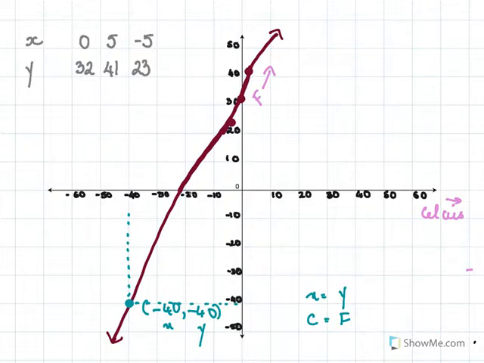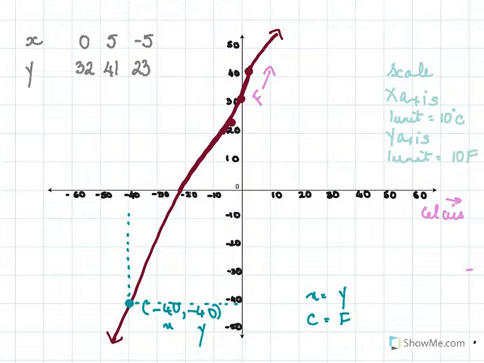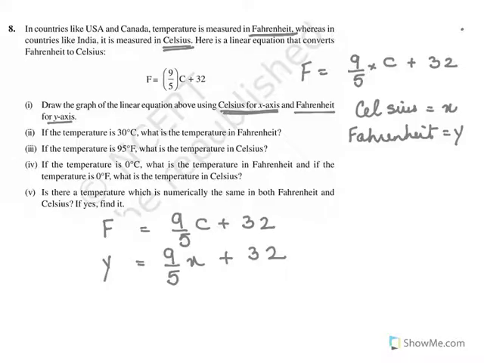You need to write a scale too, and by now you know how to write a scale. In the x-axis, 1 unit equal to 10 Celsius, and y-axis, 1 unit equal to 10 Fahrenheit. Let's answer the other questions here. If the temperature is 30 degrees Celsius, what is the temperature in Fahrenheit?